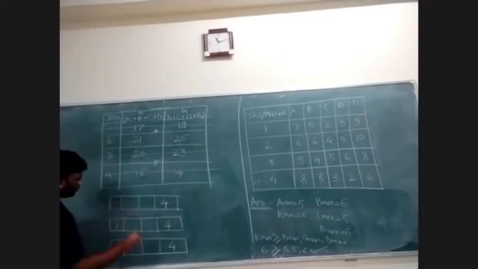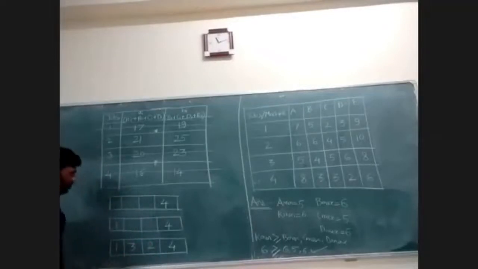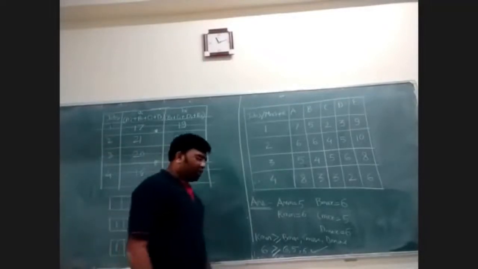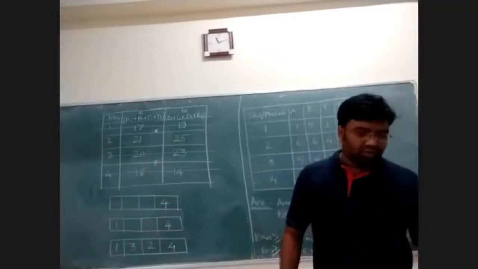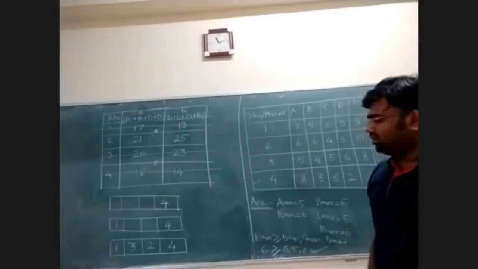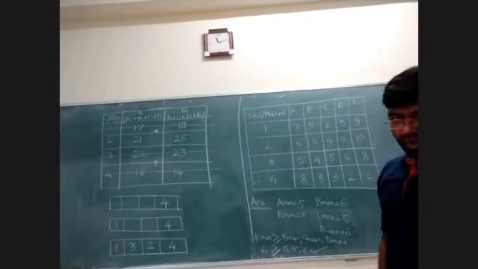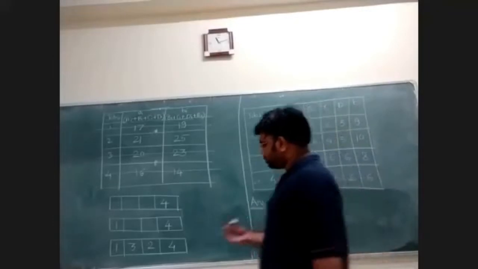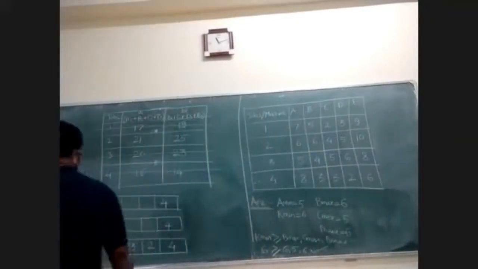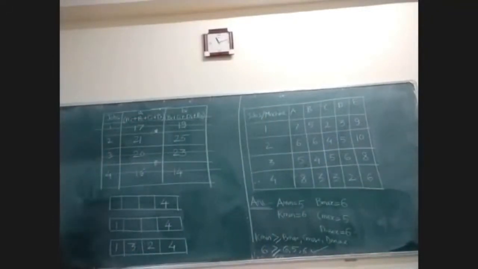The last job that is pending is 2, and we have got our optimal sequence: job number 1, then job number 3, then job number 2, and then job number 4. So this is the optimal sequence that we have got. I'm hoping that you have understood up to this particular step.